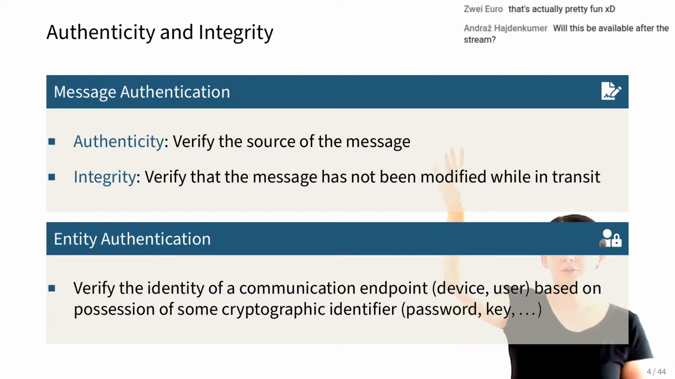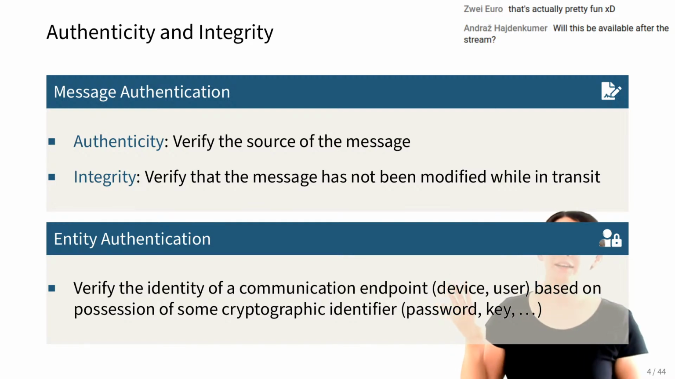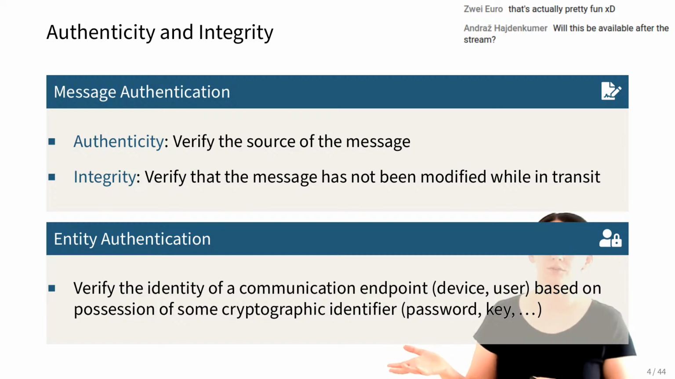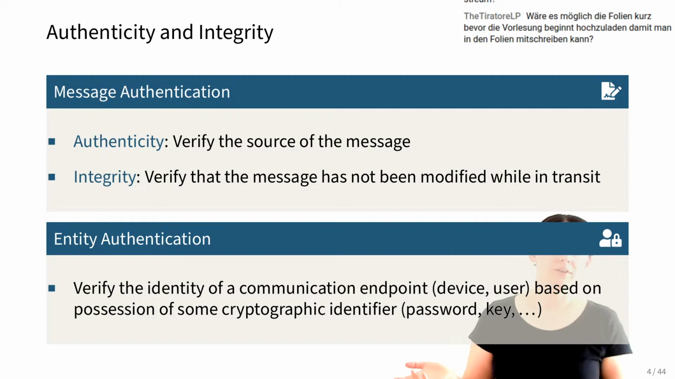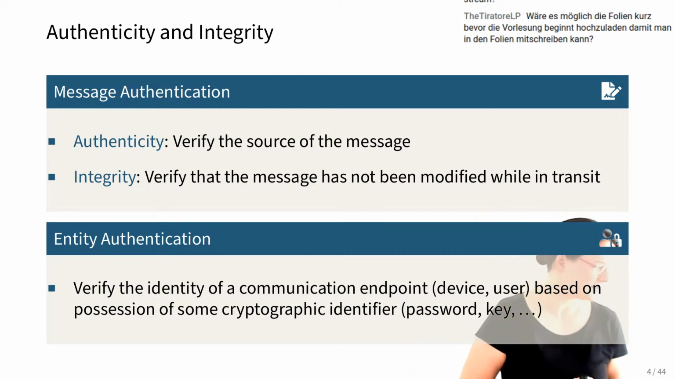So it's all about protecting the data, whereas entity authentication is about protecting the user, in the sense of verifying the identity of a communication endpoint. So who is this device that is trying to talk to me? Who is this user who is trying to talk to me? And this identity is usually defined as possession of some secret value. For example, a password. So knowing the password is equivalent to being a particular person in the cryptographic sense.